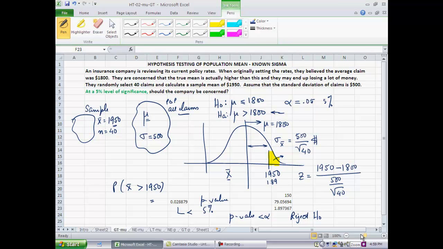So I feel comfortable in rejecting the null. So I end up saying, yes, I think the company should be concerned because it's very likely that the average claim has gone up beyond 1800. Notice that this whole exercise tells me absolutely nothing about how much it has gone above 1800. It simply tells me that the sample data seem to indicate that there is a very high likelihood of the population mean, the average claim amount, having gone above $1,800.